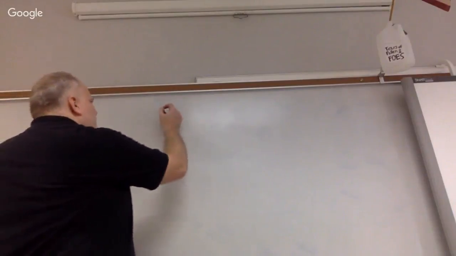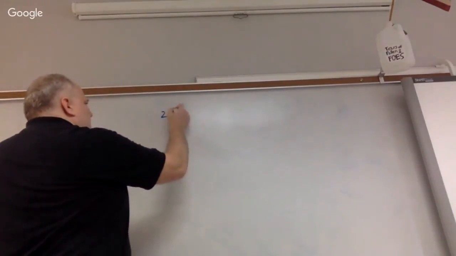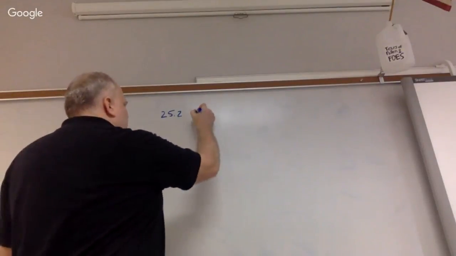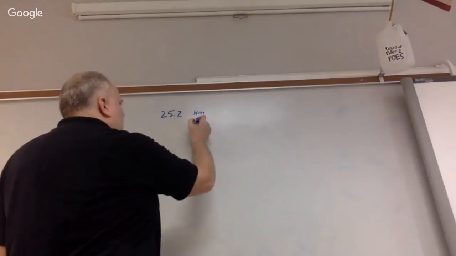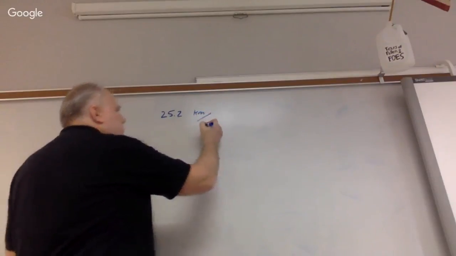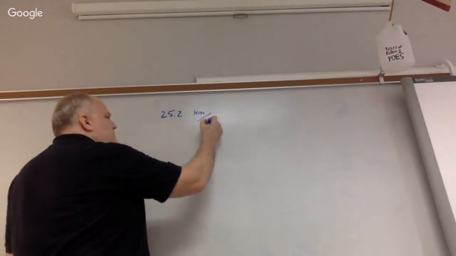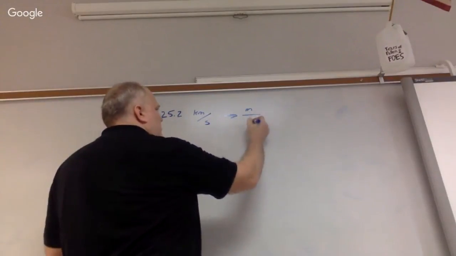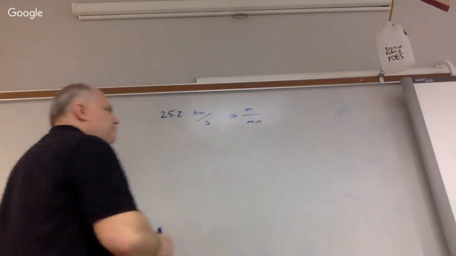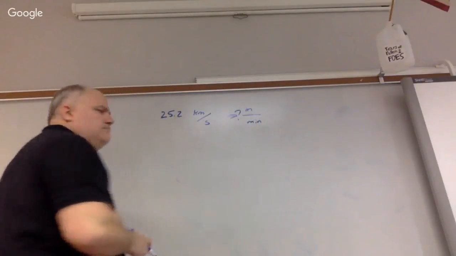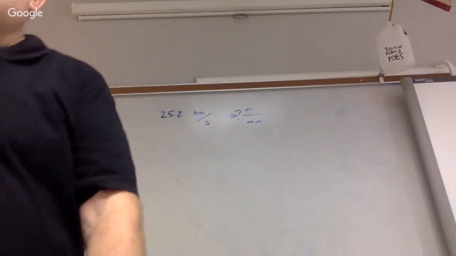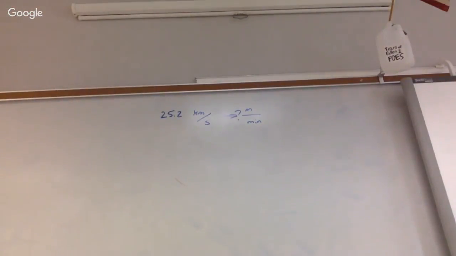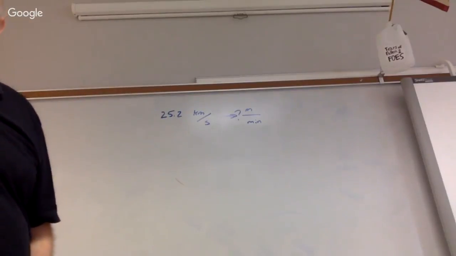Let's say I gave you 25.2 kilometers per second, and I want you to convert to meters per minute. So write the problem down. We're going to work that as our example. Kilometers per second, I want to convert to meters per minute.